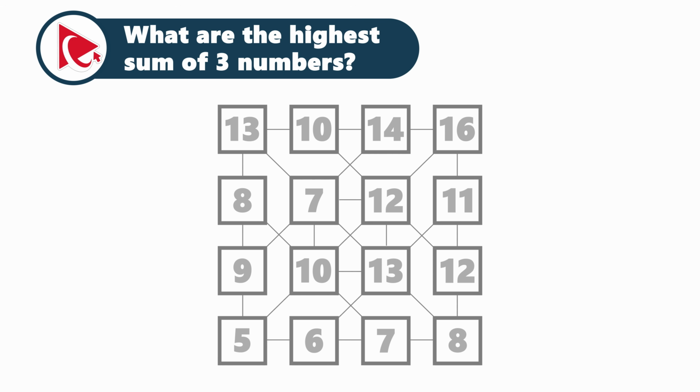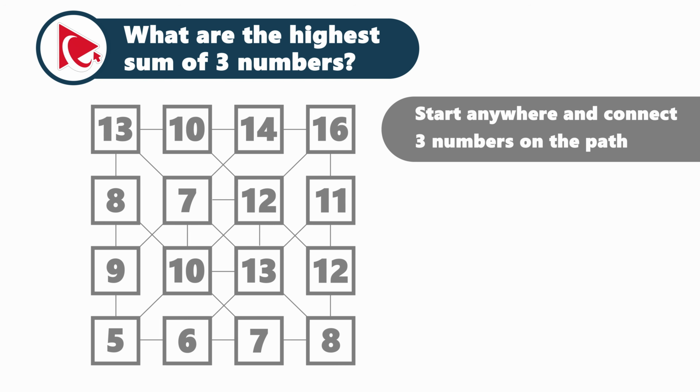You're presented with the magic 4x4 square. The 16 numbers in the square are 13, 10, 14, 16, 8, 7, 12, 11, 9, 10, 13, 12, 5, 6, 7, and 8. You need to start anywhere and connect 3 numbers on the path. And your goal is to determine what is the highest sum of 3 numbers.